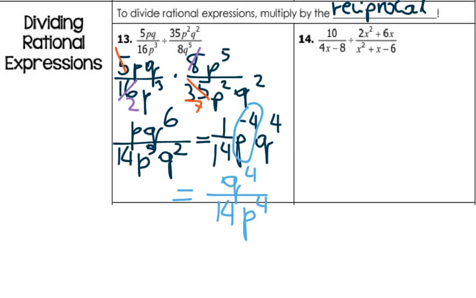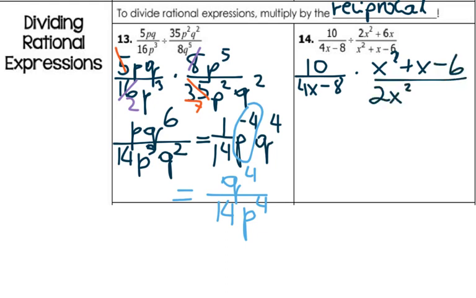Okay, in number 14, still we're going to change this division problem into a multiplication problem. So I'm going to keep the first fraction without changing anything, and I'm going to change division and take the reciprocal of the second fraction. After that, we're going to factor anything we can in both fractions. So the first fraction, if you look at the denominator, there's a greatest common factor of 4. So I'm going to factor out 4.